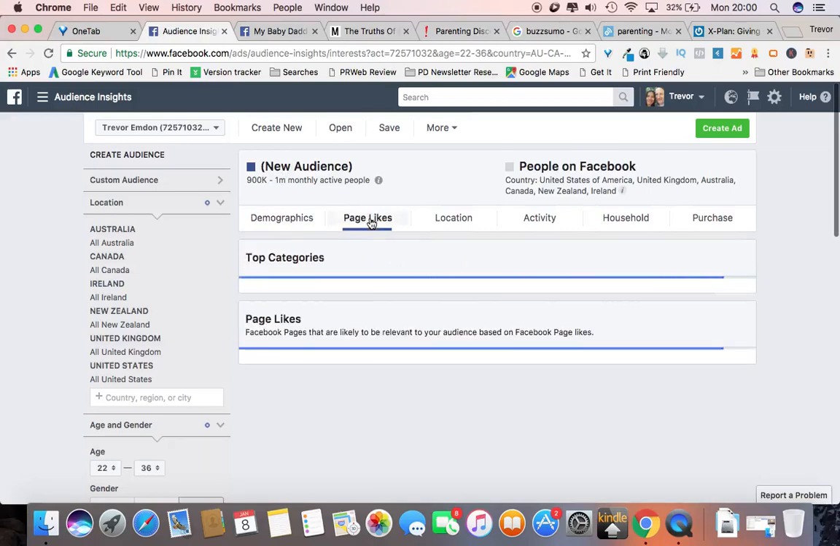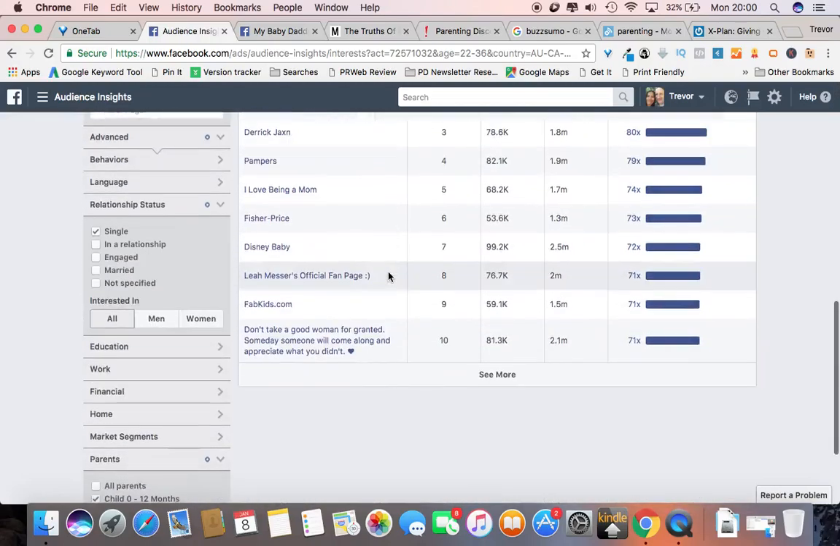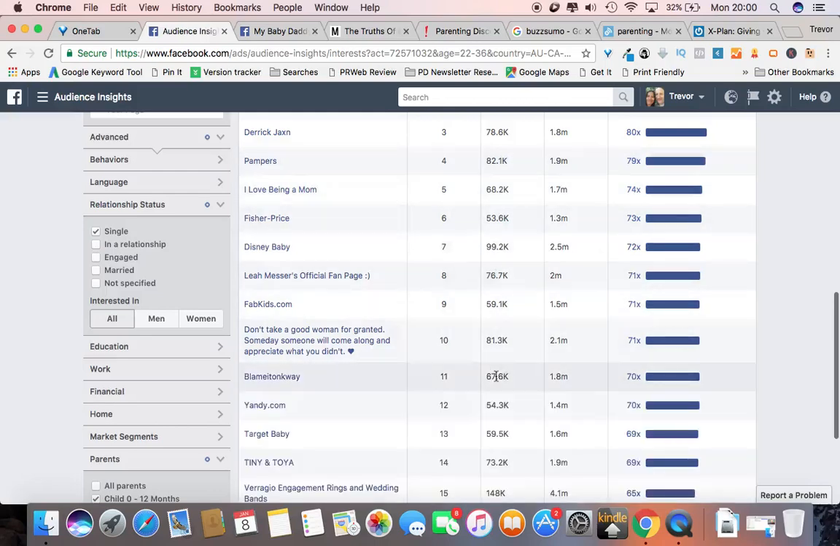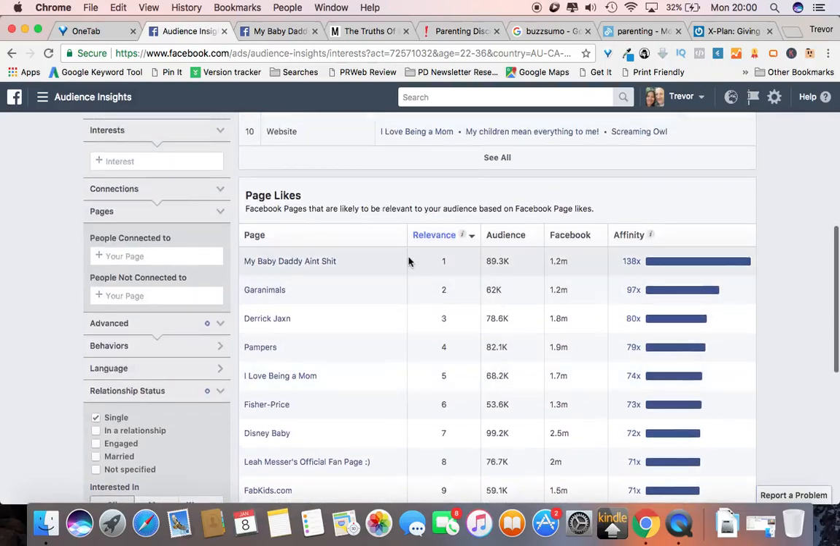Page likes is the one I want. So there we go, it's populated now. And it'll show you 10, but there's plenty more. If you click see more, you get the next 10 and so on, and it'll keep doing that. And it organizes them by relevance to what you want. Now this first one, pardon the language, I didn't write this, but this affinity, again, it's the likelihood against the general audience. So 138 times more likely to be liking this page than the general Facebook population.